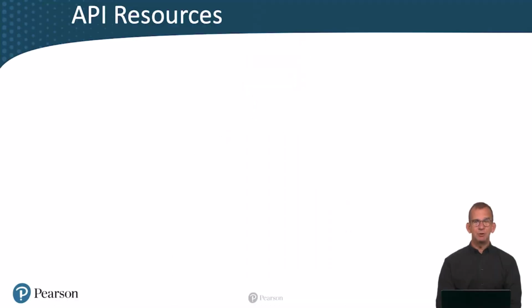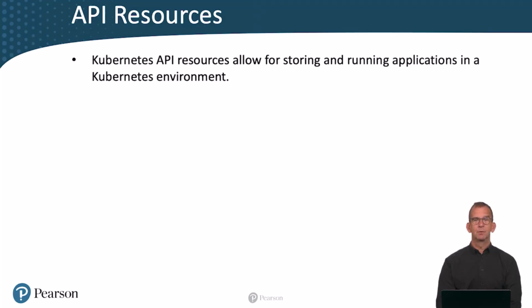So an essential component of Kubernetes is the API resources. The API resources allow you to define how your application is working. So they're all about storing and running applications in a Kubernetes environment. As we have seen before, the challenge in a cloud-native environment is that you don't have a relation to specific servers. And that means that you cannot just put a file somewhere. You need to do this in a smart way. And that is where the API resources come in.